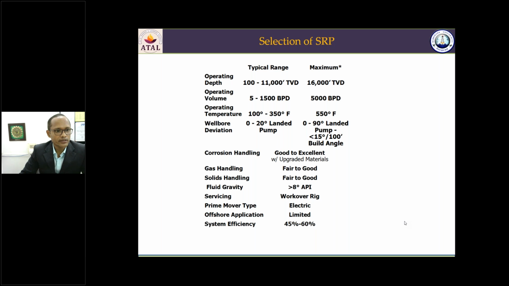So for gas handling, it is fair to good. The solid handling also, it's fair to good. The API gravity should be greater than, it should be light. I mean, it should not be heavy crude. And for servicing, we have to use a workover rig. So the efficiency of the system is around 45 to 60%.